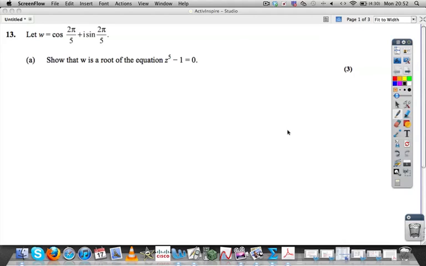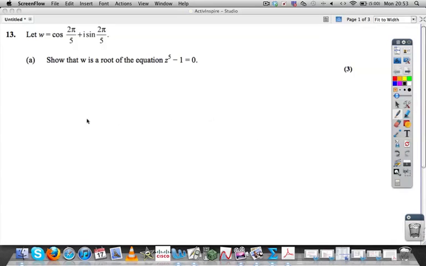Alright, this is number 13 as we can see. Another complex problem. These things can be pretty confusing. Roots of unity again. If we're going to let w be cos 2 pi over 5 plus i sine 2 pi over 5, and we're going to show that the complex number given is a root of the equation, then we can just take it and use De Moivre's here.